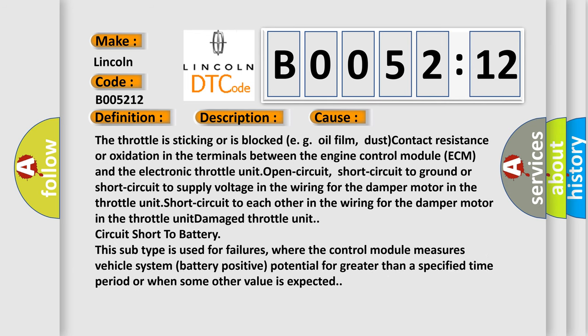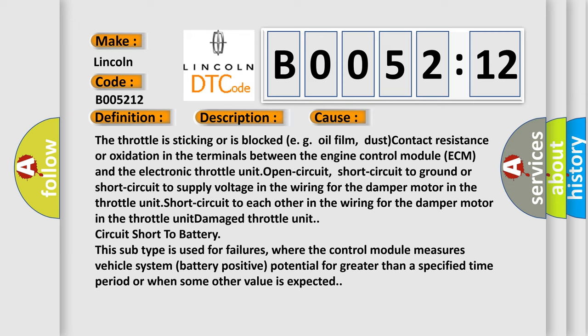big oil film, dust, contact resistance or oxidation in the terminals between the engine control module ECM and the electronic throttle unit, open circuit, short circuit to ground or short circuit to supply voltage in the wiring for the damper motor in the throttle unit, short circuit to each other in the wiring for the damper motor in the throttle unit, damaged throttle unit circuit, short to battery.